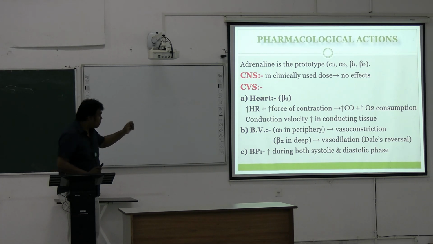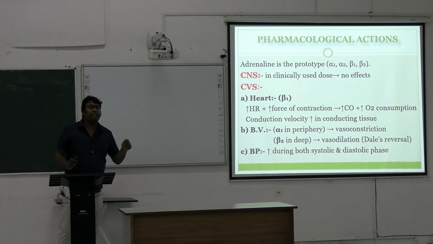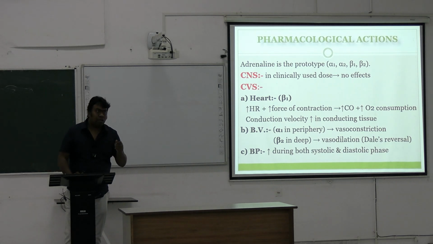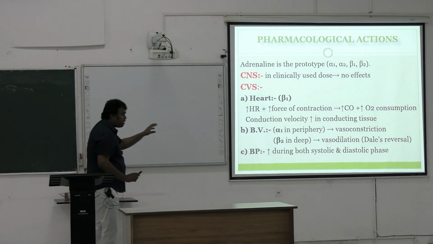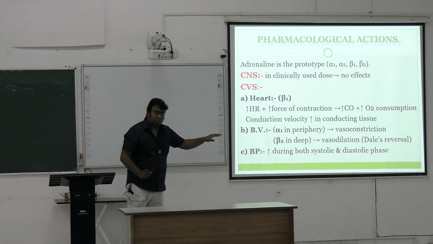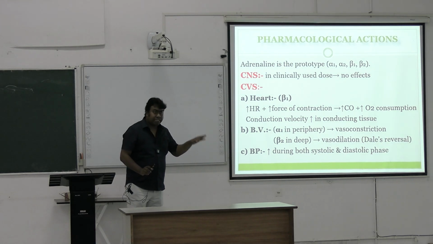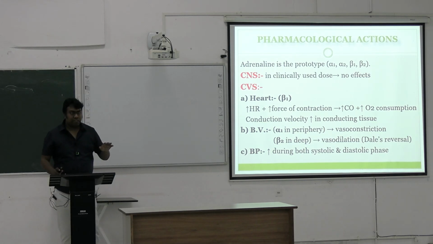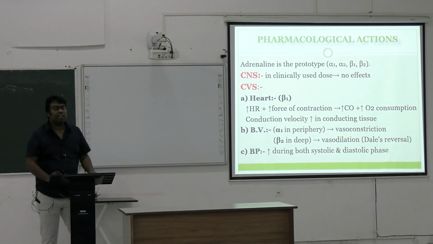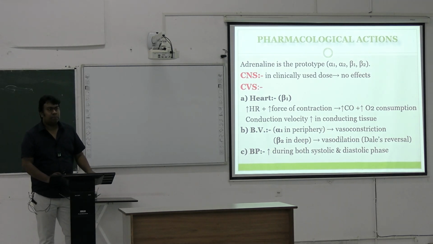Clear? But this beta 2 can be stimulated by adrenaline only, but not by noradrenaline. So the action of beta 2 can also be demonstrated by the vasomotor reversal of Dale, which can be seen with adrenaline, not noradrenaline. Then what is the vasomotor reversal of Dale?